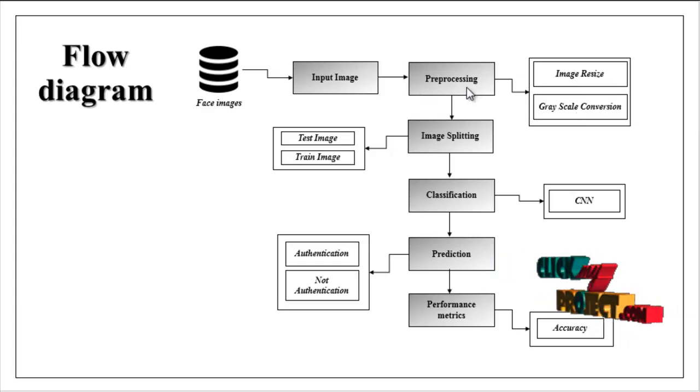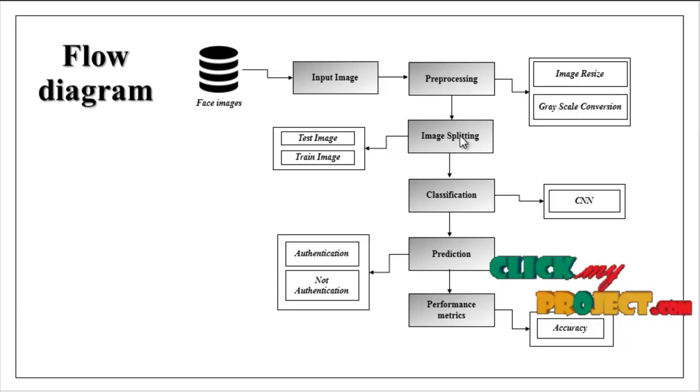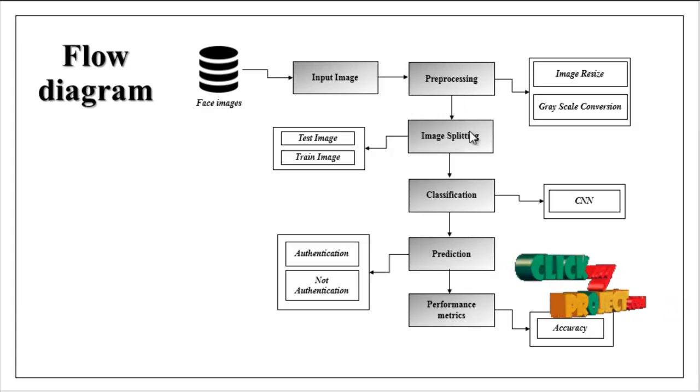Then the pre-processed image is carried to the image splitting module. In this step we split the whole data set into test and train. Test images are used for prediction, and train images are used for evaluation. Then the split images are carried to the classification module. In this module we implement a convolutional neural network.